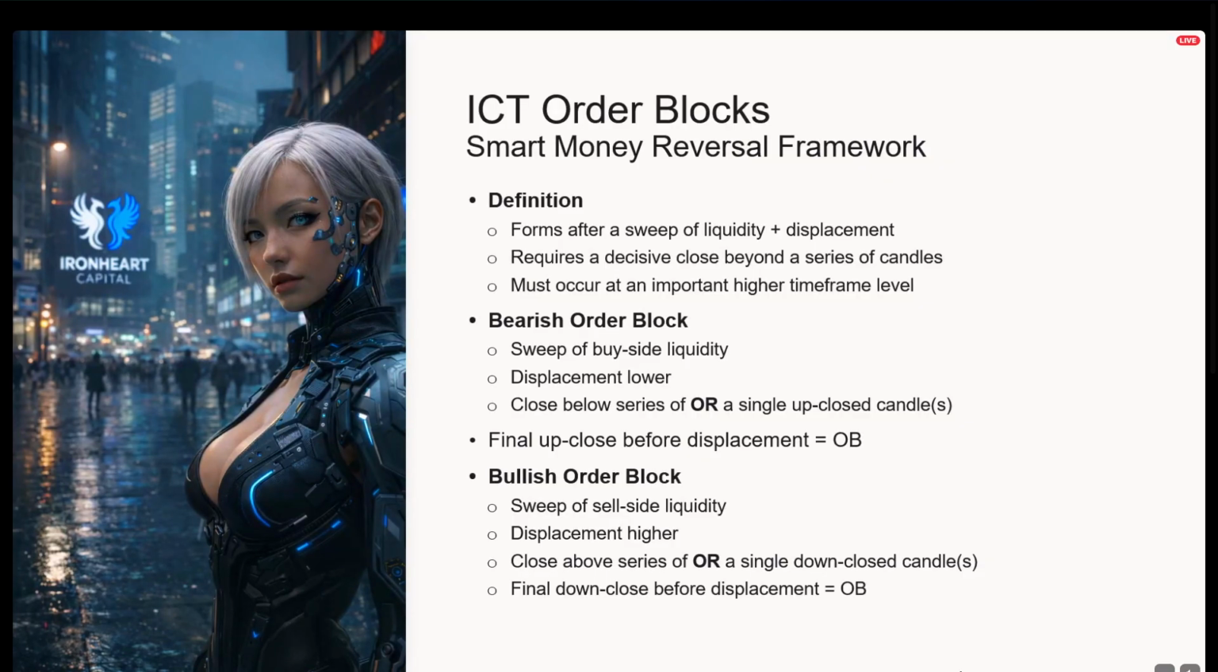A bullish order block would be a sweep of sell side liquidity, displacement higher, and then a close above the single candle or series of candles that were the down close candles into that higher time frame or key area of liquidity. And the final close, either up or down before that displacement, is what creates your order block.